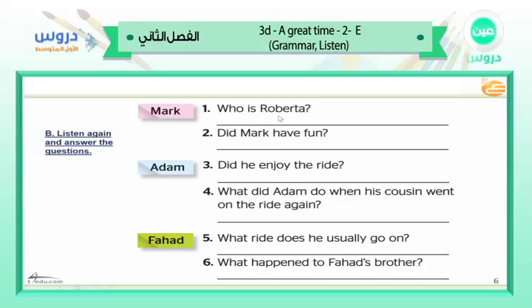Question number 1, who is Roberta? We are talking about Mark. Number 2, did Mark have fun? Let's go to Adam. Did he enjoy the ride? What did Adam do when his cousin went on the ride again? Let's go to Fahad. What ride does he usually go on? What happened to Fahad's brother? Okay, so listen everyone, then we will get back to do these questions.